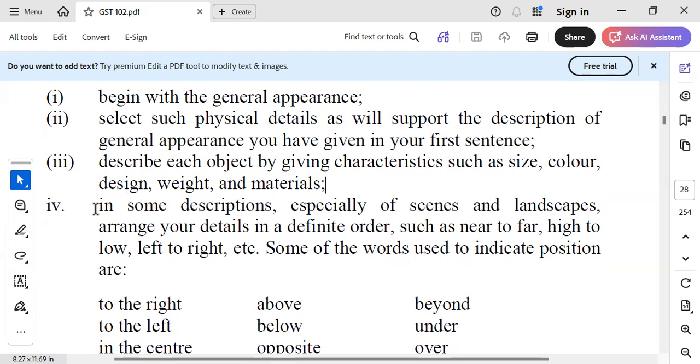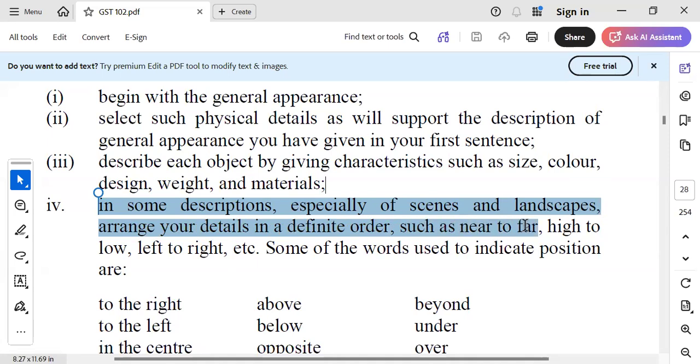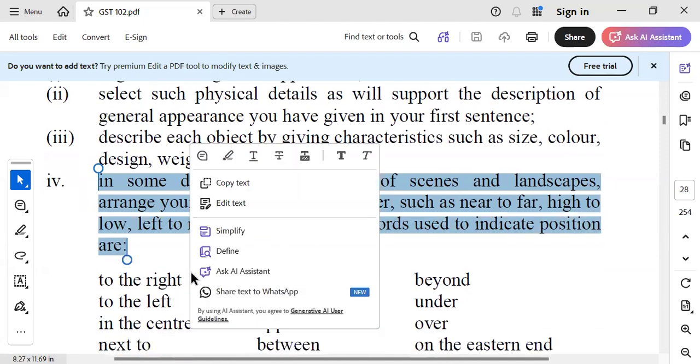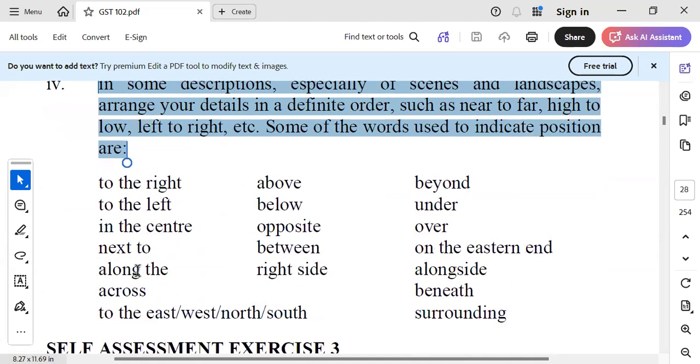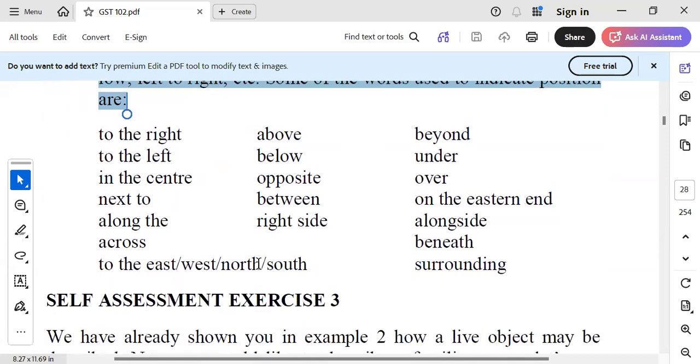Then the next thing is, in some descriptions, especially of scenes, when you are trying to describe an accident scene, a wedding scene, or landscapes, arrange your details in a definite order, such as near to far, high to low, left to right, etc. Some of the words used to indicate position, I have just mentioned them before: to the right, above, below. Those are adjectives that describe some noun.